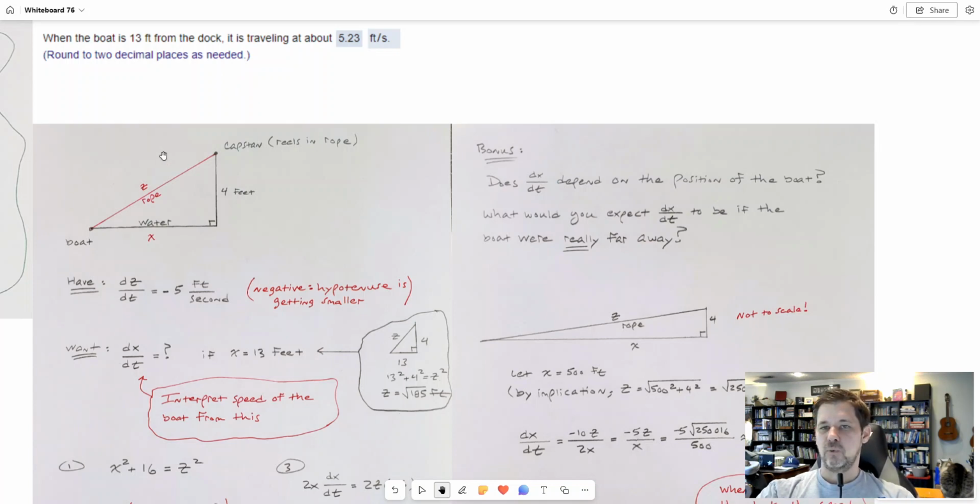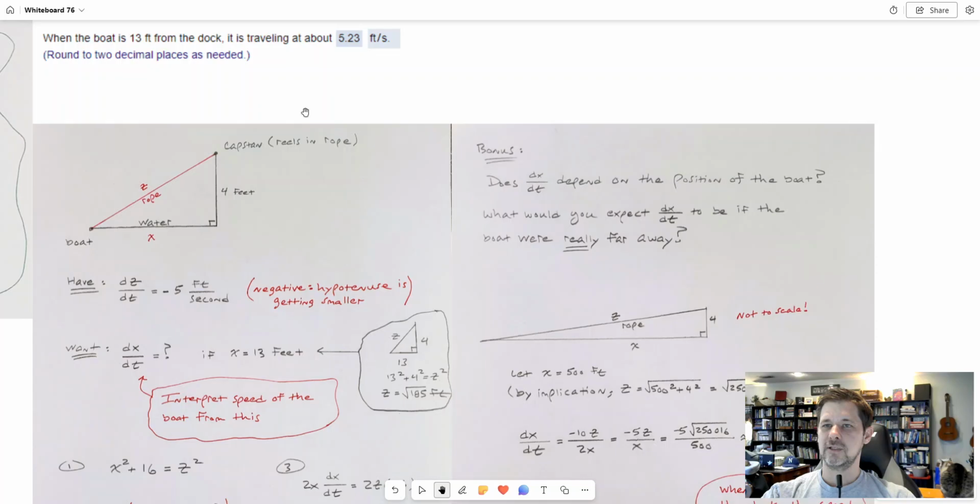Now, when I read this and it says that the rope is being reeled in, 5 feet of rope for every second that goes by, then I interpret that as the derivative dz over dt is negative 5 feet per second. So why negative 5?